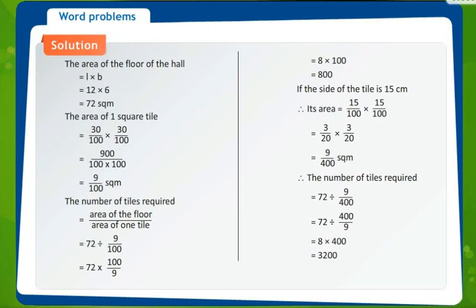So the number of tiles required, 72 divided by 9 upon 400. That division becomes multiply, 400 upon 9. So 9 ones are 9, 8s are 8 into 400 is 3200. So when it is 30 centimeter, 800 tiles, and when 15, it is 3200 tiles.